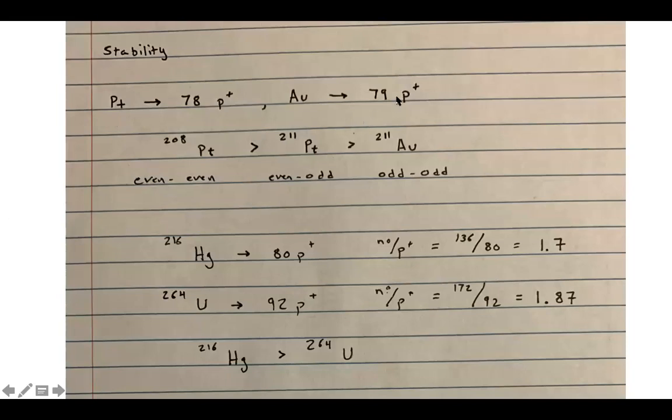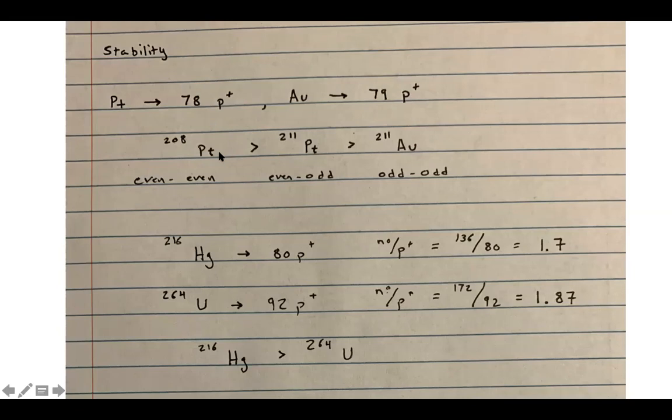Okay, so for this first example, what I did is I first referenced my periodic table to find how many protons each of these elements have, right? So platinum has 78 protons, and gold is actually right next to it and has 79 protons. Okay, actually sorry, I made a little mistake here. I just didn't do the math correctly, right?